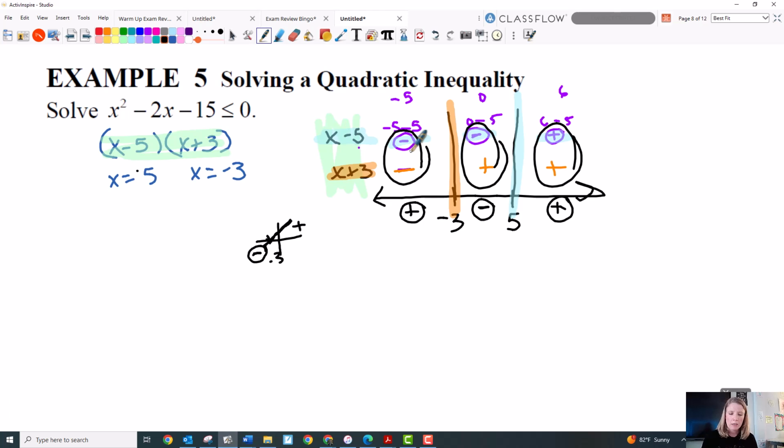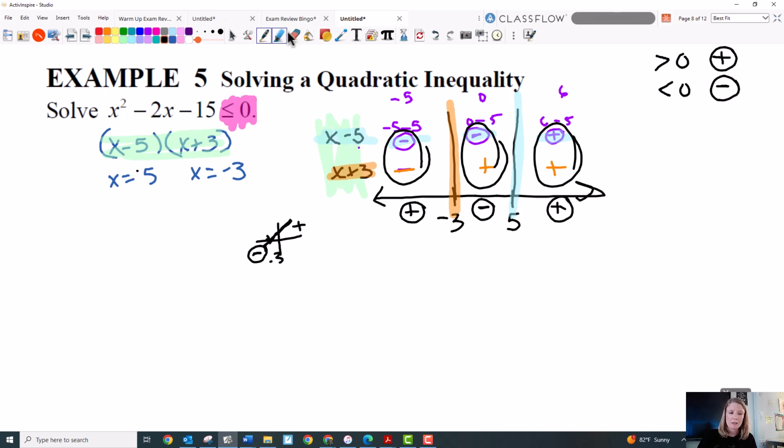2 negatives make a, oh yeah, I already got that. Now I go back to my question. My question is, I want to know where this thing is less than or equal to 0. Less than or equal to 0 means negative values. Let me make a note over here. If your equation is greater than 0, you want your positives. If it's less than 0, you want your negatives. Okay? So I want my less than 0, negative answers.